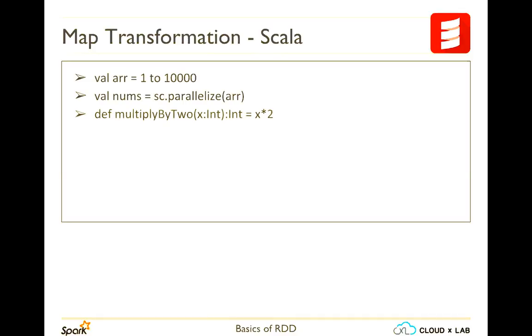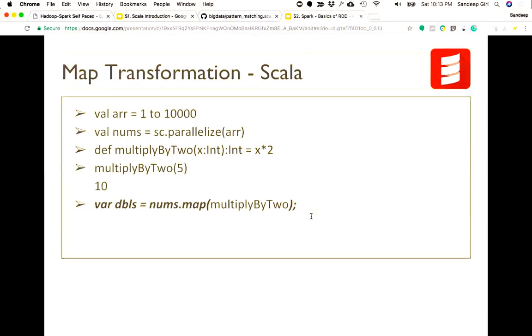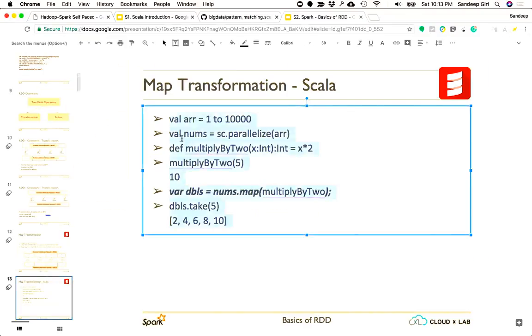Now, let's say we want to multiply every element in this RDD called nums. So we define a function called multiply by 2, and then we call this function just to test whether it's working or not, and it seems to be working. Then we run this function against the RDD. Let me just show you what I'm talking about. Okay, now let me start from the top.